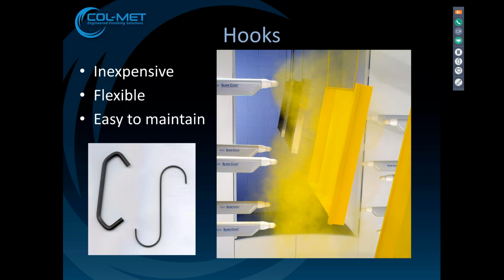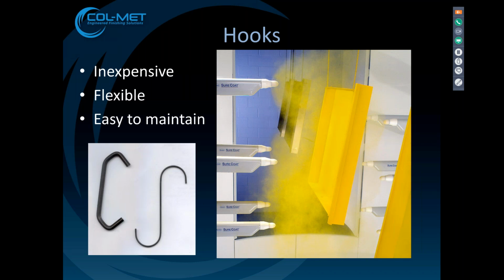When you design your hooks, there are some benefits to hooks. Hooks are inexpensive. There's some flexibility with them. You can hang them on various types of carriers through the conveyor, and they're easy to maintain. Generally speaking, on the bottom left-hand side of the illustration, you've got a C hook and an S hook.